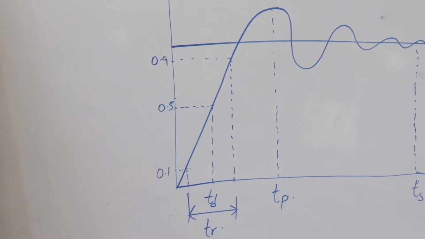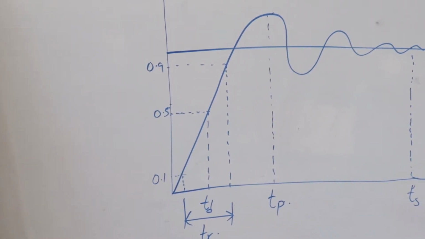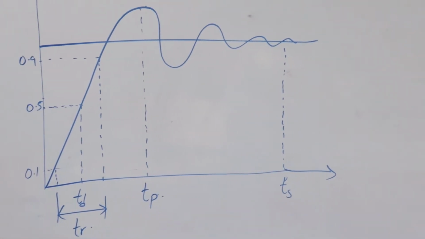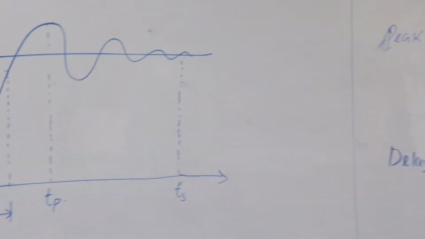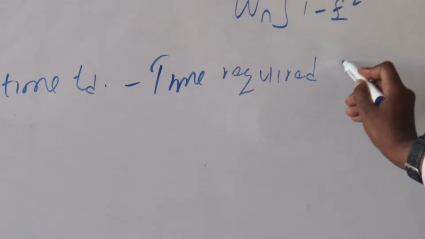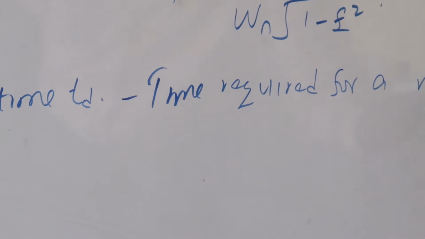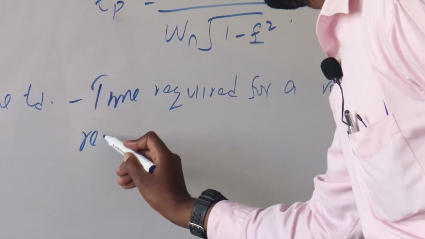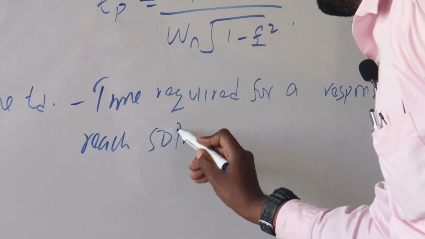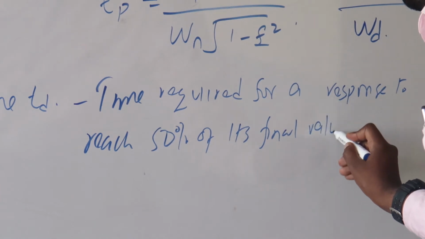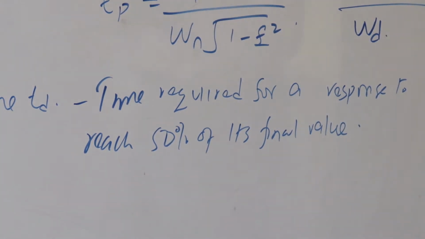As we have said, it is always a measure of speed of response, and it is the time that is required for a response to reach 50%. So basically we are saying that it is the time required for a response to reach 50% of its final value.